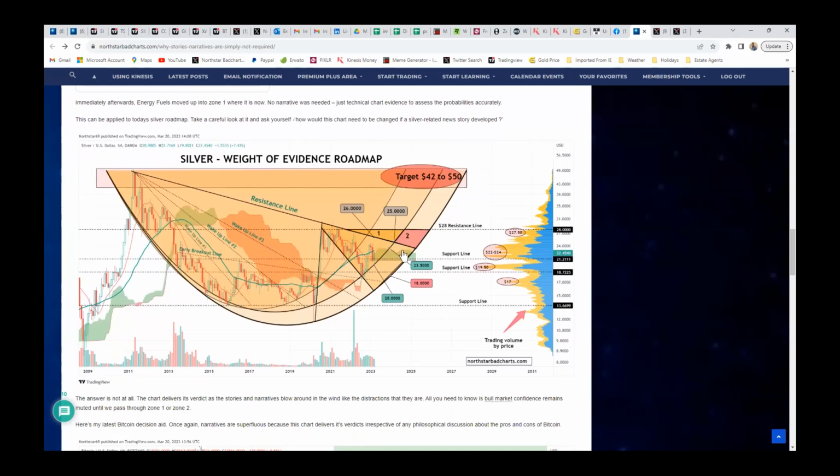So if some kind of newsworthy event around silver develops and price starts to move to the upside, would it make any difference to this chart? Well, no, it wouldn't, because we've pre-identified zones 1 and 2 that the silver price has to move through in order to activate this target up here.